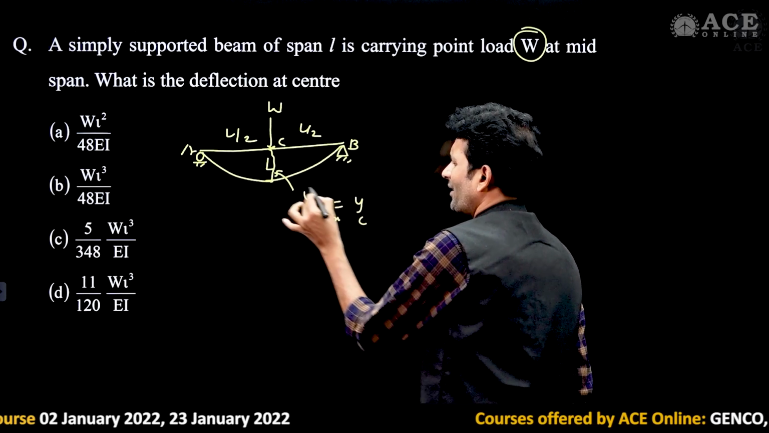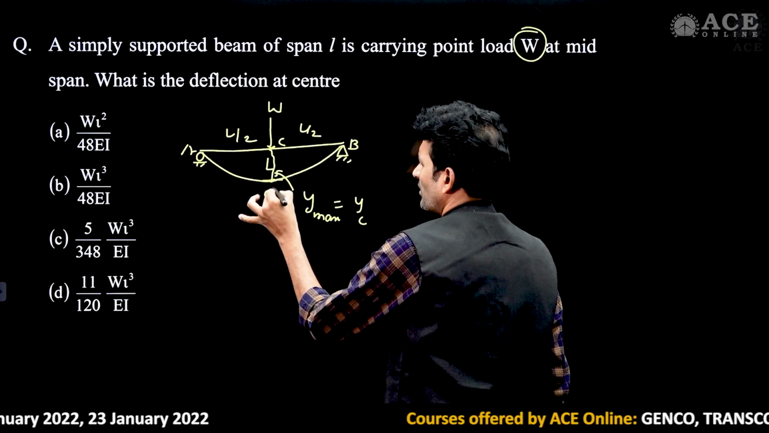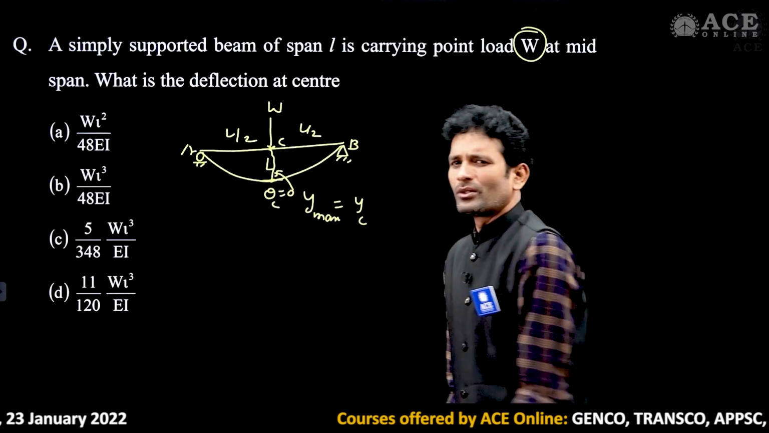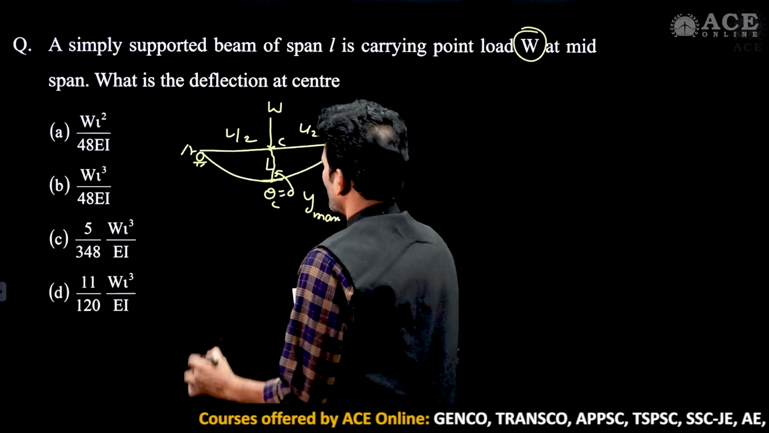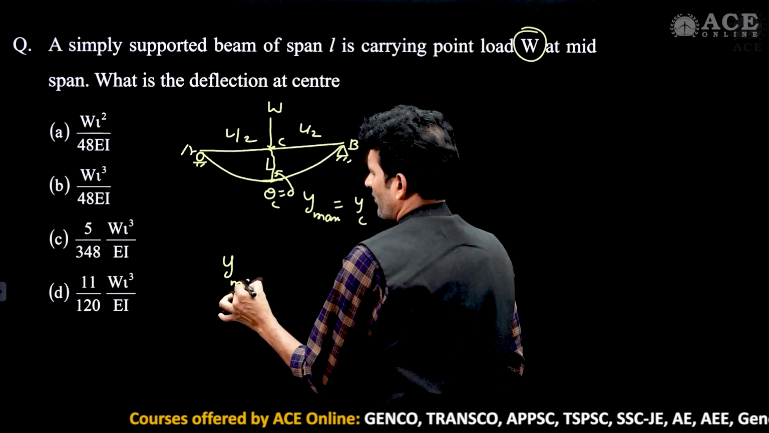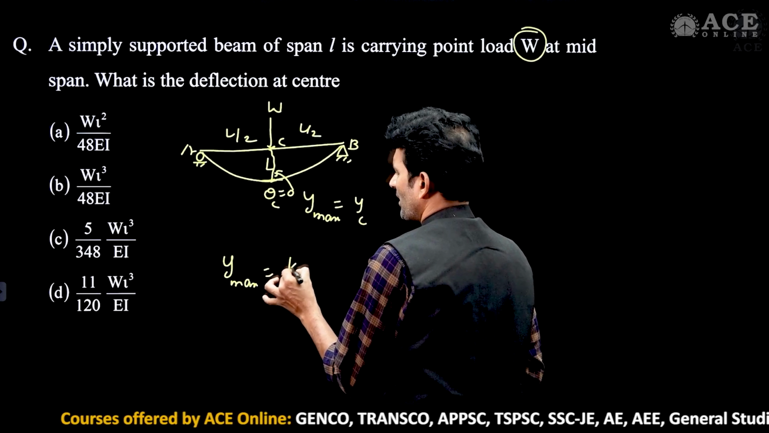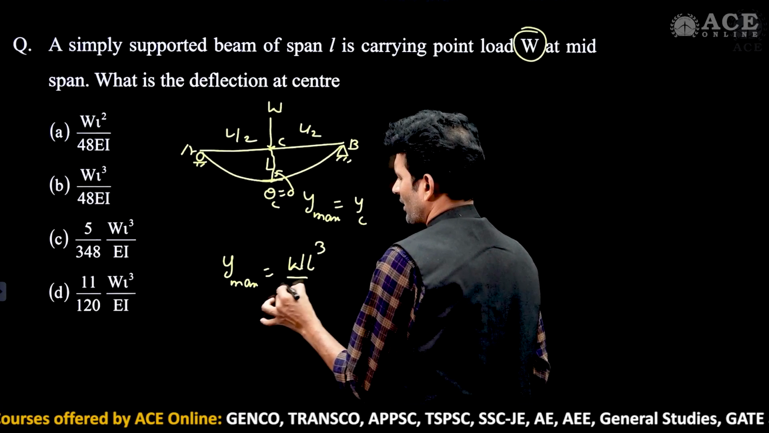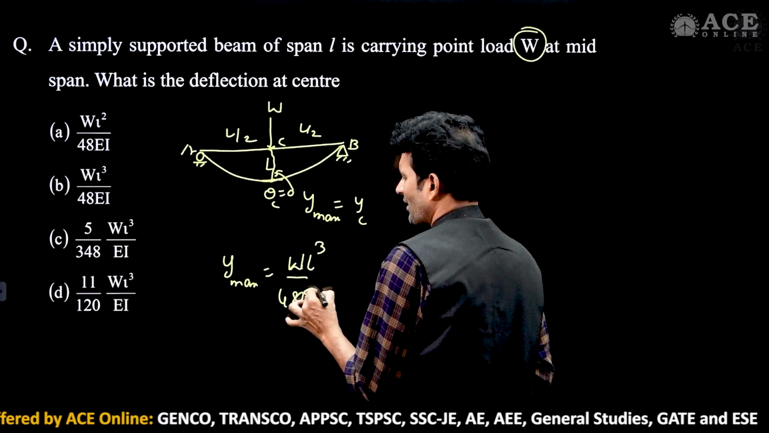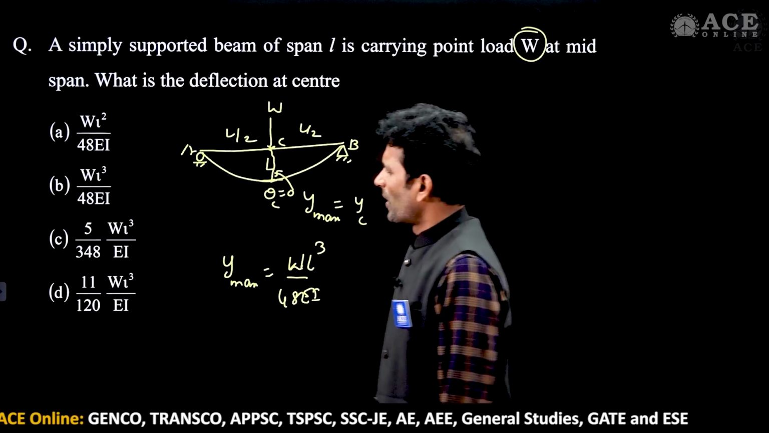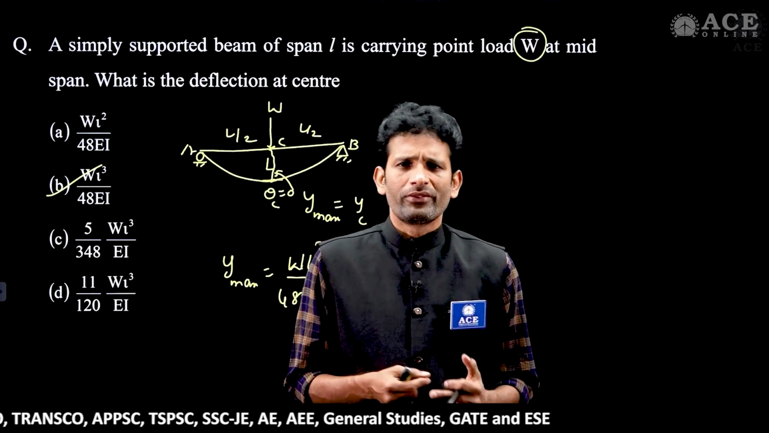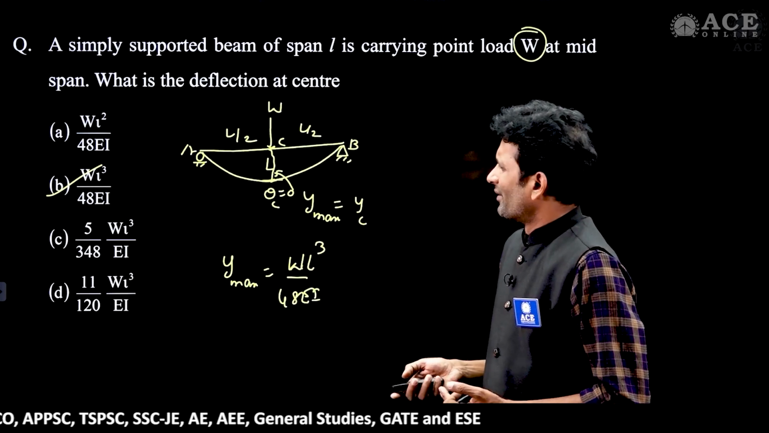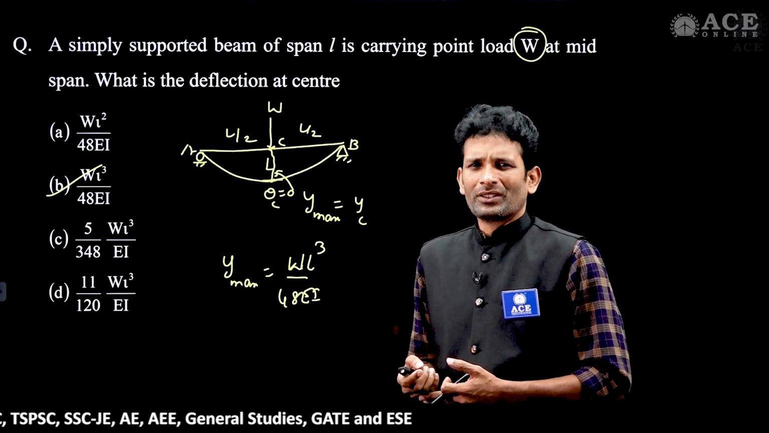At this point, slope equal to 0. We know that. Now, for this problem, the maximum deflection is WL cube divided by 48 EI. It is one standard case. So option B is correct. If you forget this formula, then use any one of the methods.